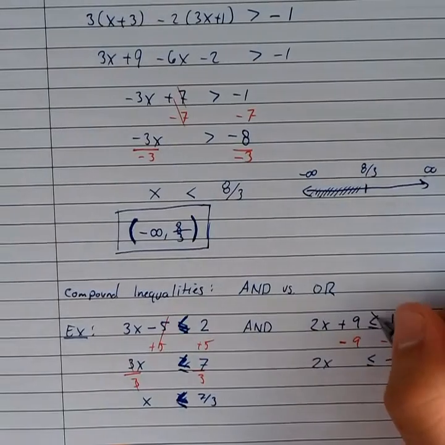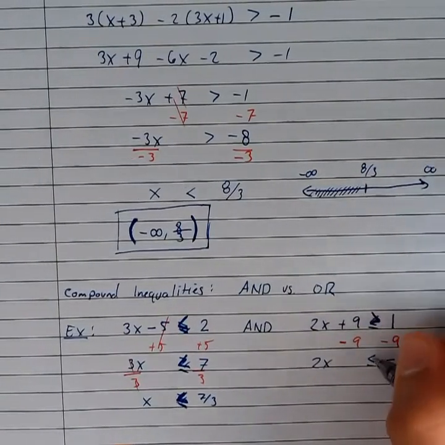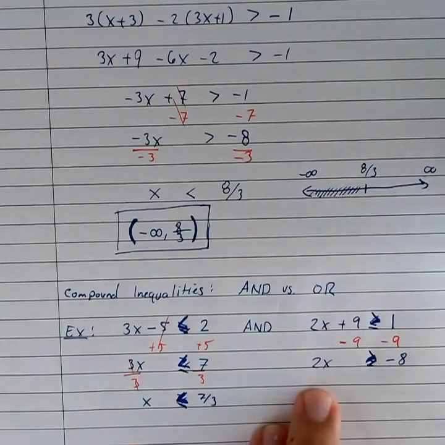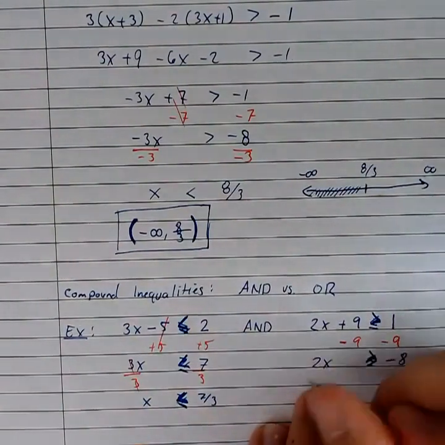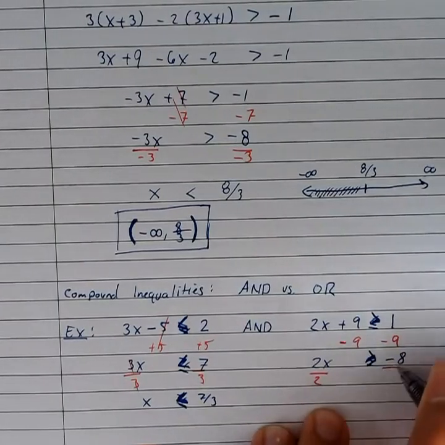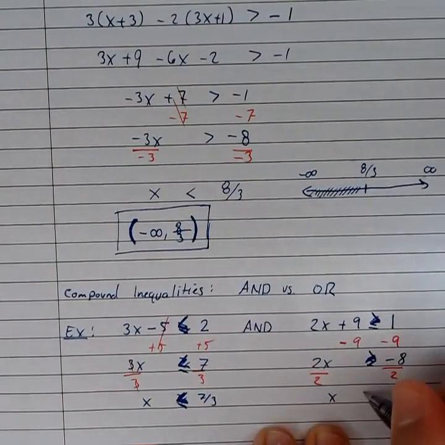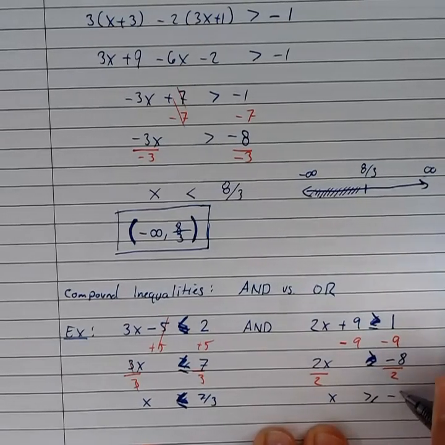Just to make the first one easier to draw out. All right, so let's start with the problems this way. All right, so now we're solving for x. We divide both sides by 2. And that's going to be x is greater than or equal to negative 4.